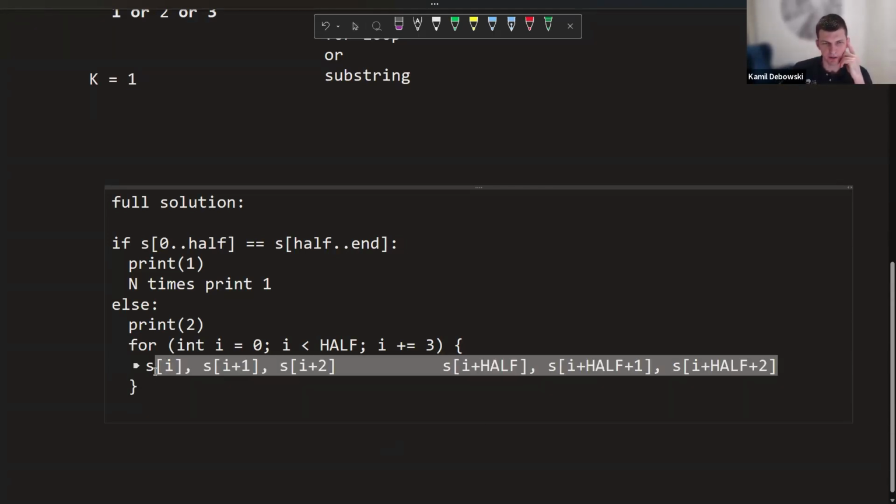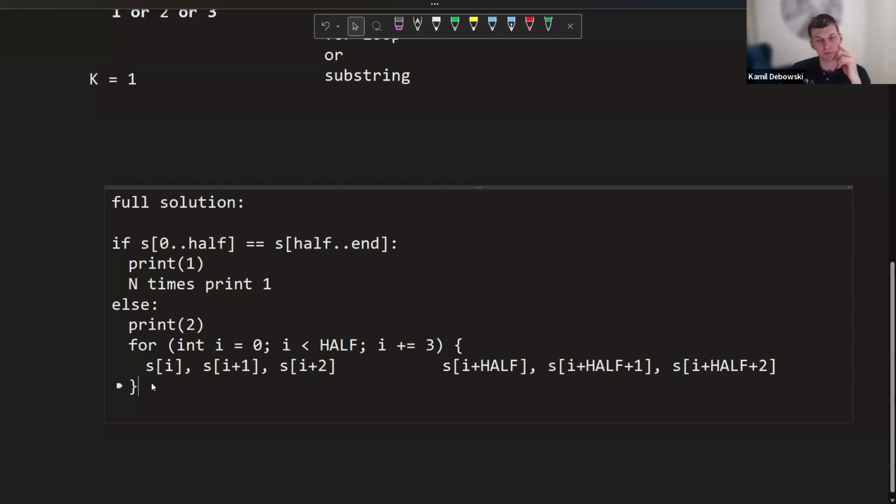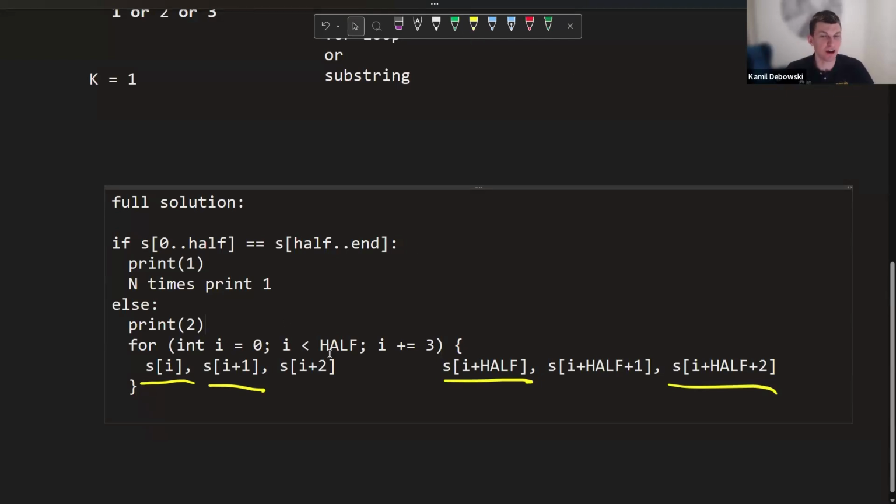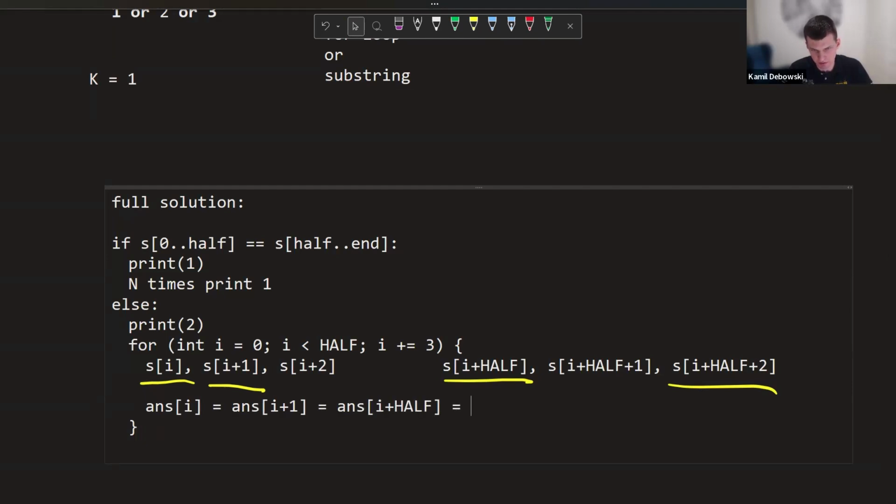You have this pair of triples, and you now need some ifs to see what two characters are the same in the same order. Maybe, for example, the first character is the same as this one, and then the second character is the same as here, the third one. If so, for those indices, we output 1, and for others, we output 2. We don't actually output right here. We have some extra helper array. And what we do here is we say then answer of I equals answer of I plus 1 equals answer of I plus half plus equals this equals 1. And other things we mark as 2.